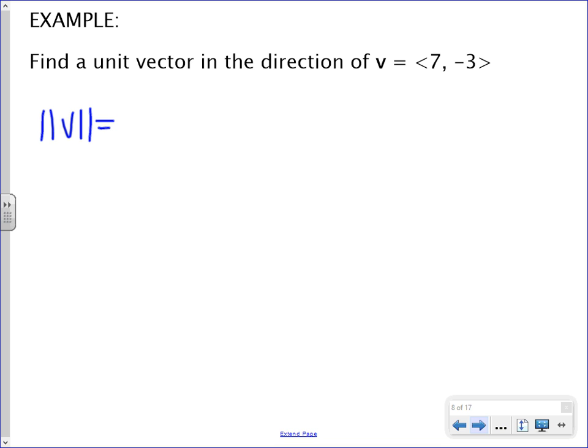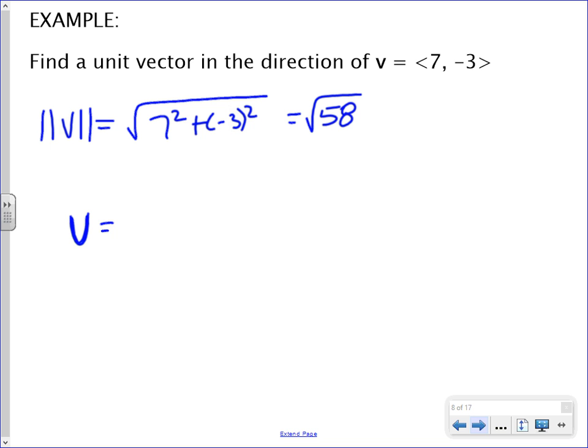Magnitude. Richard, what do you get for your magnitude? Square root of 58? Do you agree with Richard? We have the square root of 7 squared plus -3 squared. Okay? Good? So, our unit vector, and I'm just going to call it u for unit vector, we're going to take 1 over square root of 58, and that's our scalar multiple for vector v.